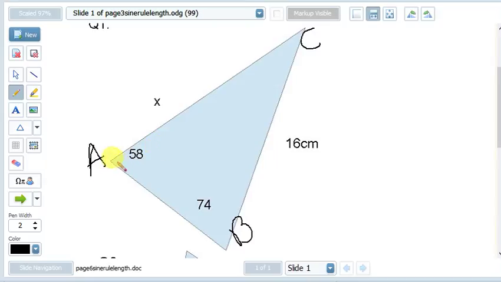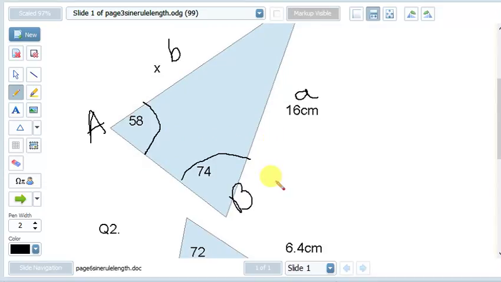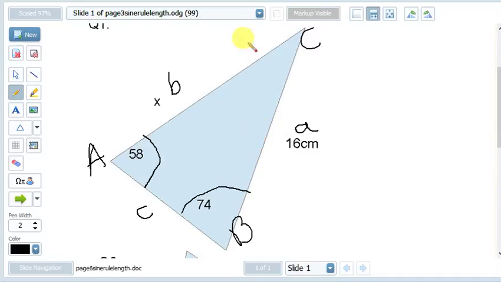Okay, so this angle here is vertex A, this angle here is angle B, and this side here, that one there's little a because it's opposite the capital A, and x, the x length or x side, is opposite capital B, which is little b. Okay, so now what we've got to do, and of course this side here is little c. So A equals 16, B equals 74, etc.